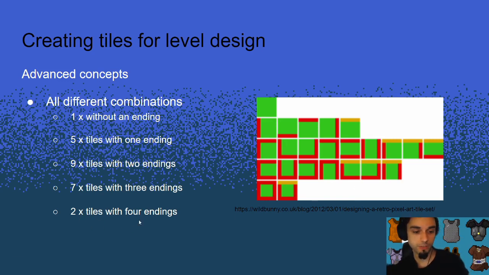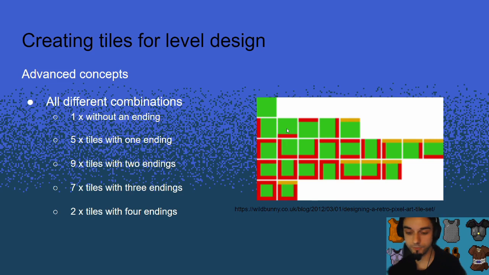And then we have two tiles with four endings. One is a complete obstacle. It has everything that maybe it's just kind of a floating debris. And the other one is maybe a small jump step for a player to go around.